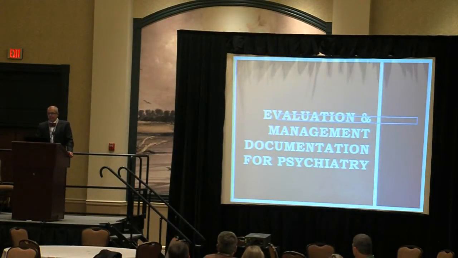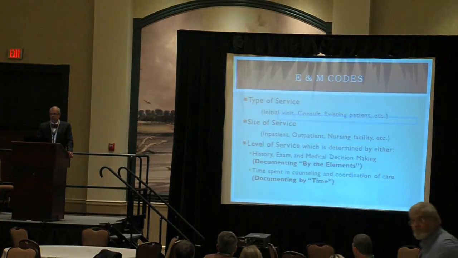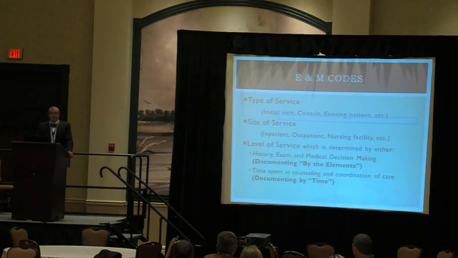So let's go into the evaluation and management documentation for psychiatric services by a physician or by an advanced nurse practitioner. You have different codes by type of service. There's different series of codes for initial visit, consultation, or existing patient. I'll be talking mostly about the existing patient codes because they're our highest volume. There are also different codes by site of service: inpatient, outpatient, nursing facility. I'll be talking mostly about the outpatient existing patient codes.